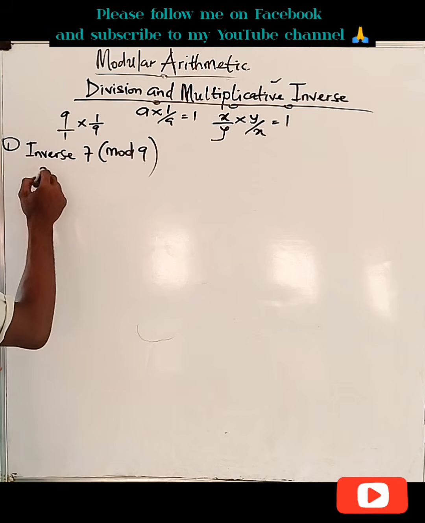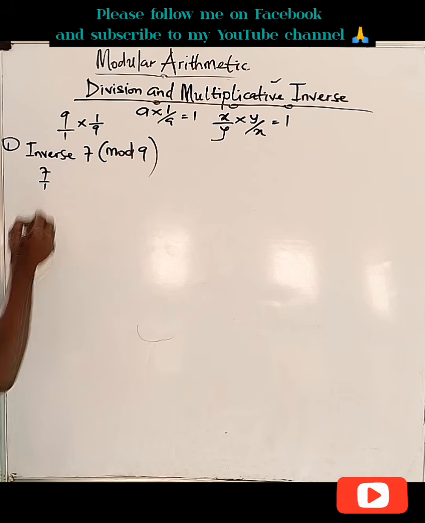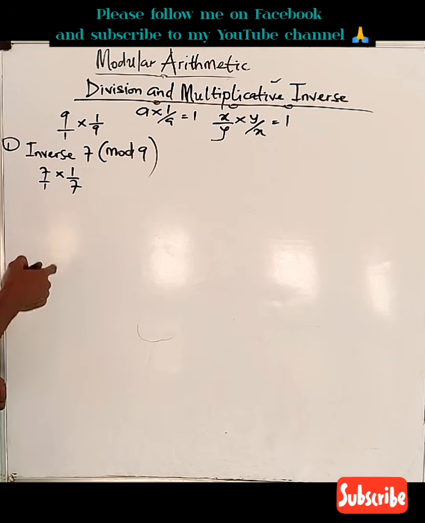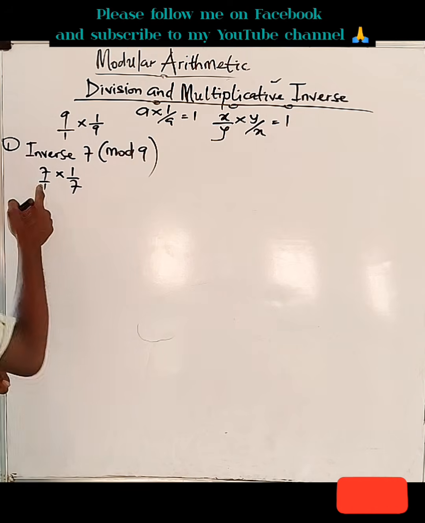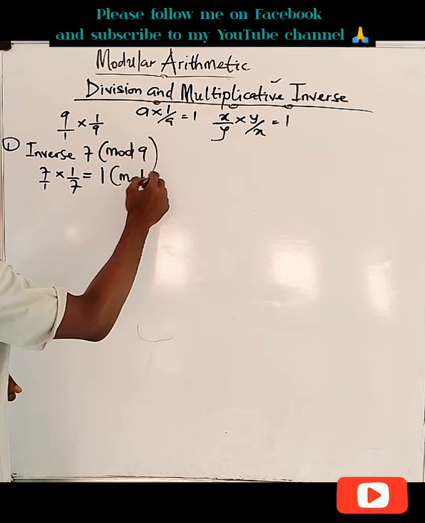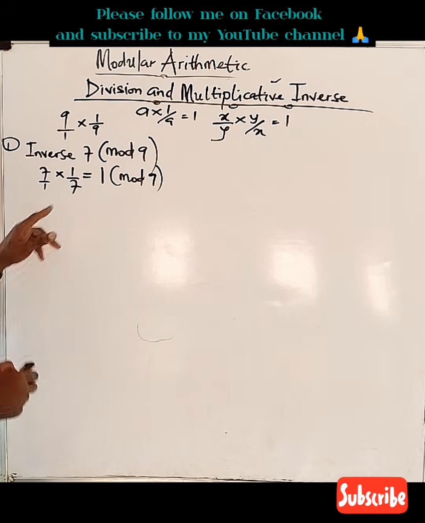So inverse of 7, don't forget this 7 over 1. So the inverse of 7 has to be 1 over 7. We're going to swap the positions of the numerator and the denominator. So 7 times 1 over 7 will give us 1 in modulo 9. That's all we have.